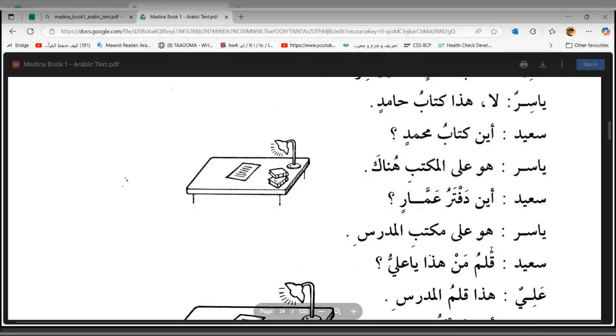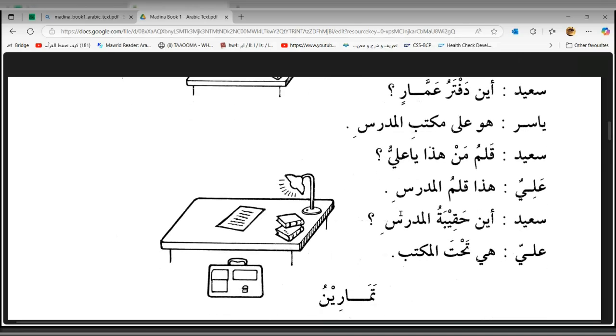And then Said says, Aina daftaru Ammar? Where is Ammar's notebook? Notice that Ammar takes the jar, the kasra, and daftar comes first. So the item that's owned comes first. The owner comes after, and the owner is always with kasra. Okay, let's move on.